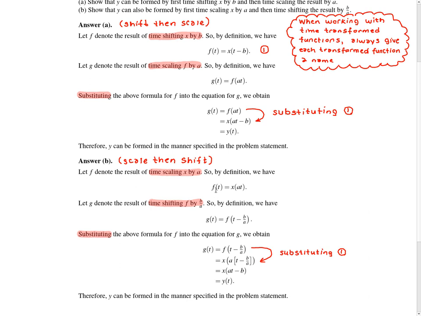Like here I gave a name f to this function, here I gave a name g to the function, and then up here in the first part of the example I gave names f and g to these functions here. As long as you do this, you're much less likely to make mistakes and have errors in these types of problems when you're manipulating time transformed functions.